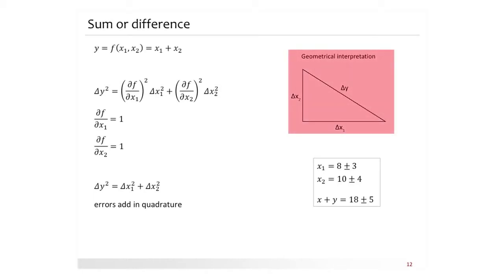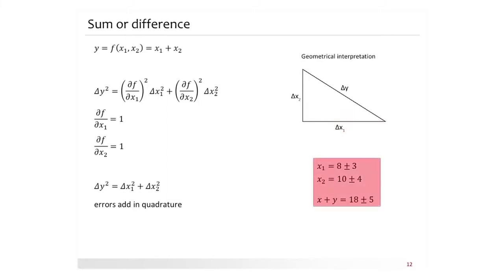And there is a simple geometrical interpretation of this. You can draw a triangle like this. This is the error in the first variable, this is the error in the second variable, and this is the error in y, the resulting variable, straight away from this formula. So you can imagine what it looks like if, for example, one error is much, much smaller than the other one. Imagine that this triangle is very, very narrow, and then delta y would be basically the same as delta x1. So if one error is negligible, then the other one just propagates straight.